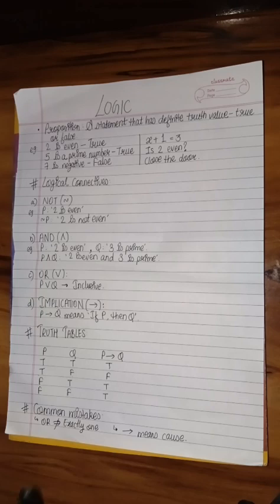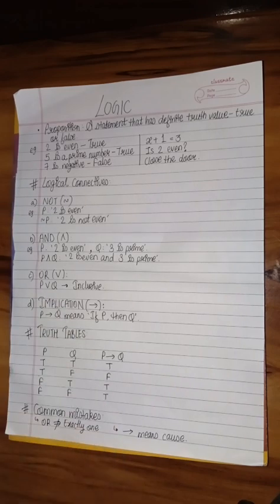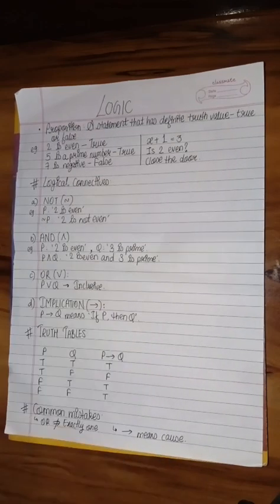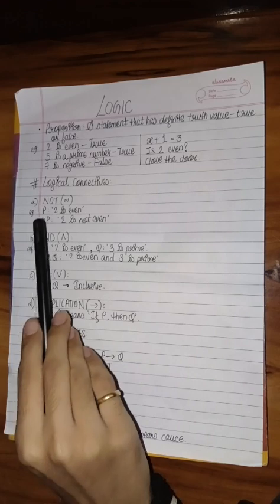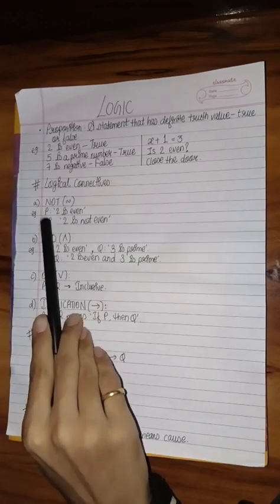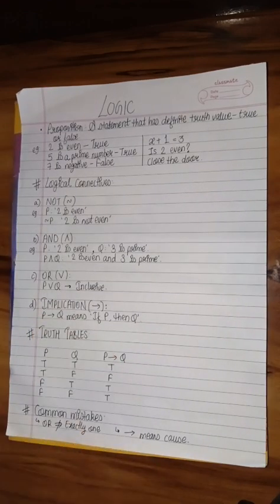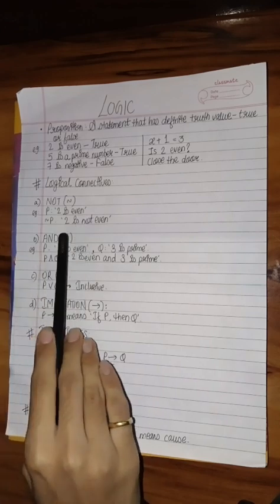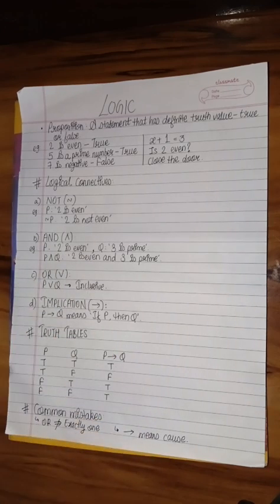Now, moving further, let's look at some logical connectives. Not. It is the simplest connective, which is written as this. For example, consider a proposition P, 2 is even. Then not P is 2 is not even. It is also known as negation. So if P is true, then not P is false and vice versa.